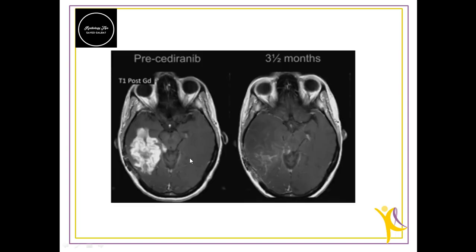Look at this example. This is the pre-treatment post-contrast MRI of a patient with a brain tumor. And this is the post-contrast study just 3 months later. We can easily notice that there is reduction of the enhancement of the tumor or the brain lesion at the right temporal region.